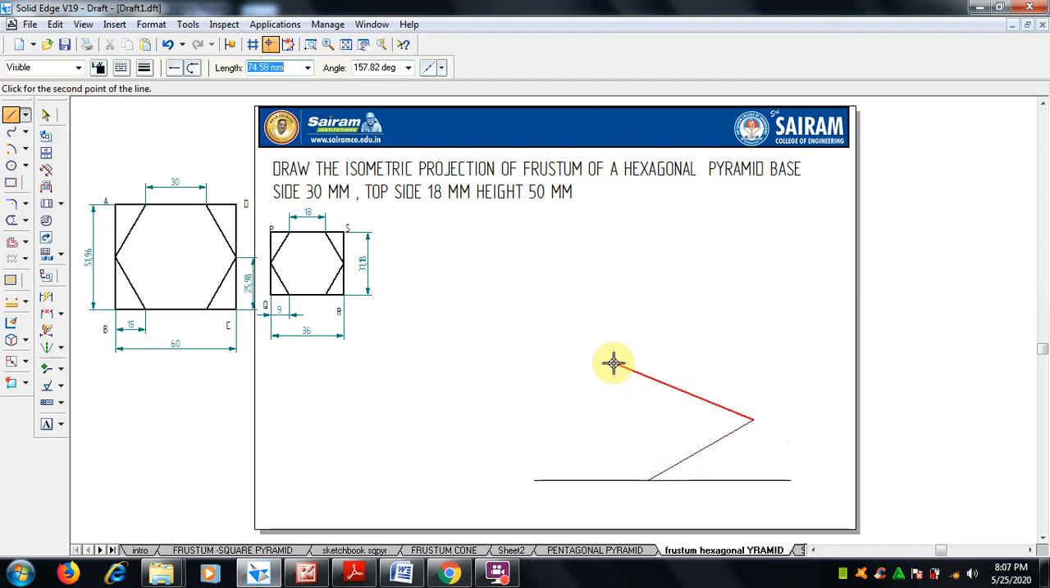Okay, and now the opposite side, which is CD. What is CD? CD is equal to 51.96. This CD and this AB are equal. So I am going to draw CD here, that is 51.96. Enter. Angle is 150.